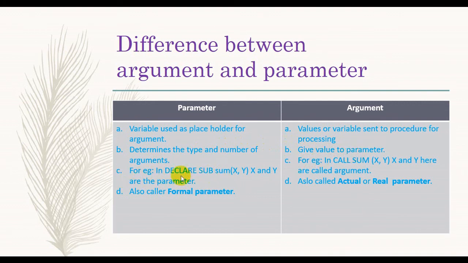For example, in the statement declare sub sum x y, here this x and y are called parameter because this is in the declare statement. So we need to remember that whatever variable we write inside bracket in the declare statement, that is called the parameter. And here in case of argument, this x y that we write in the call statement inside bracket is called argument. So another name for parameter is formal parameter, whereas arguments are called actual or real parameter.